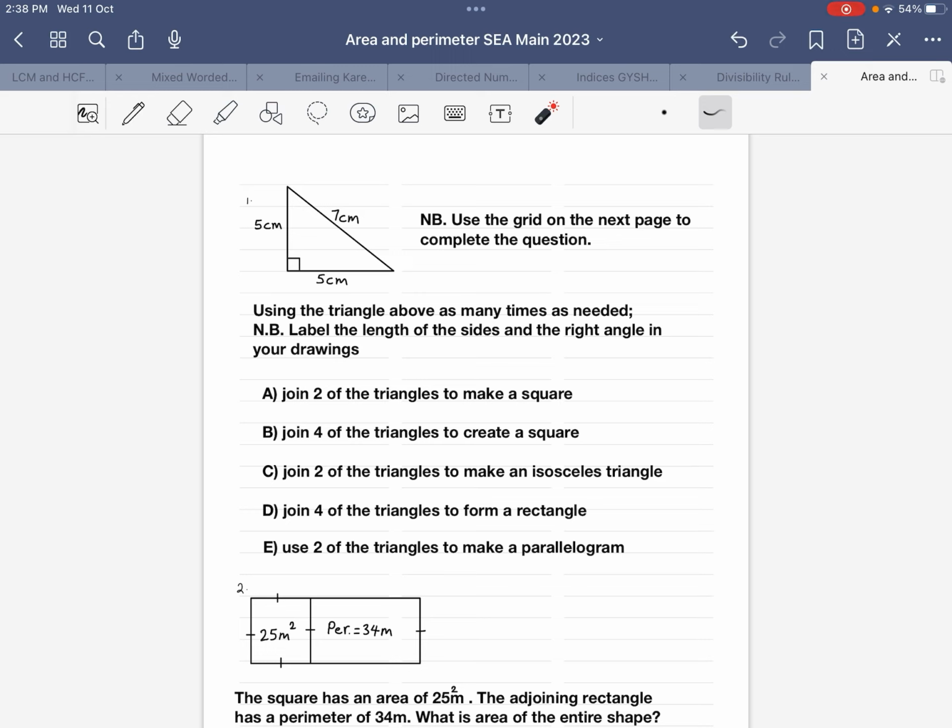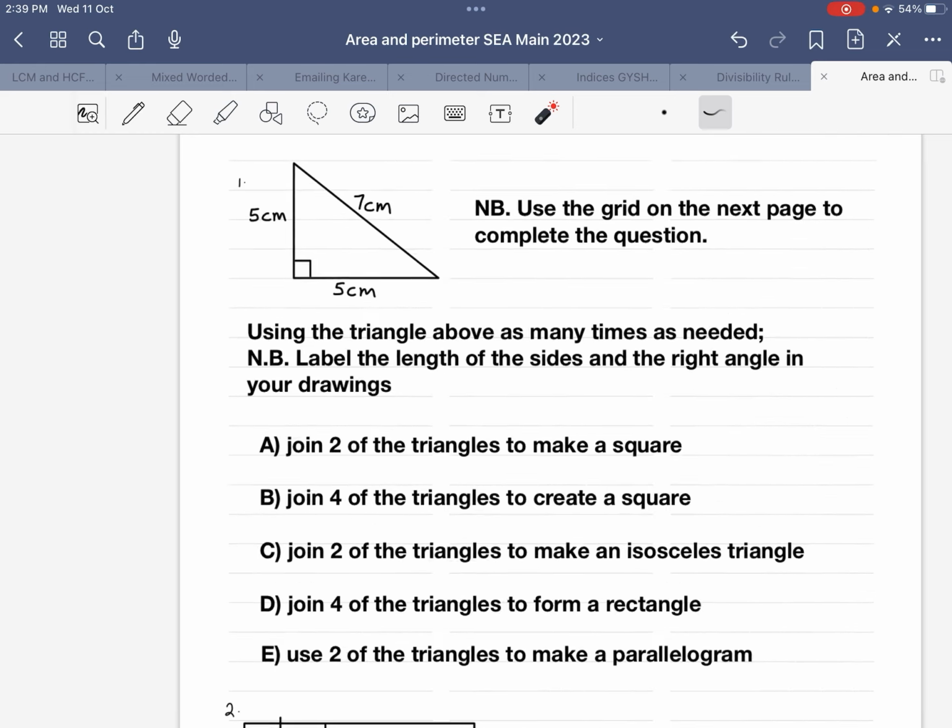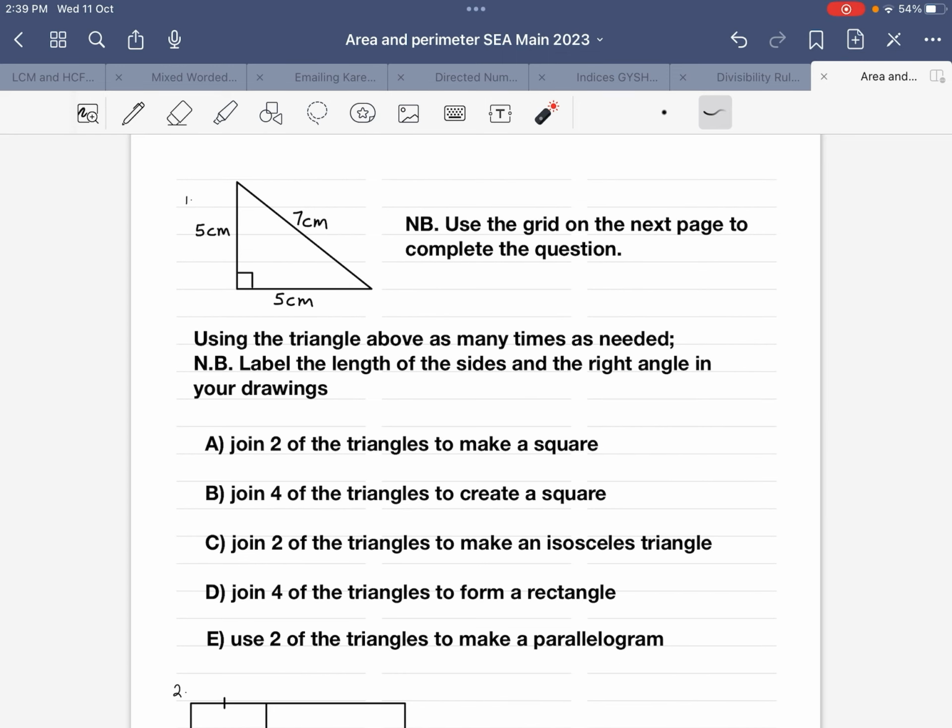A. Join 2 of the triangles to make a square. B. Join 4 of the triangles to create a square. C. Join 2 of the triangles to make an isosceles triangle. D. Join 4 of the triangles to form a rectangle. And E. Use 2 of the triangles to make a parallelogram. So let's see how we can do that. Now, of course, we can turn or orient the triangle however we need to. And we can use as many of the triangles as we need to.